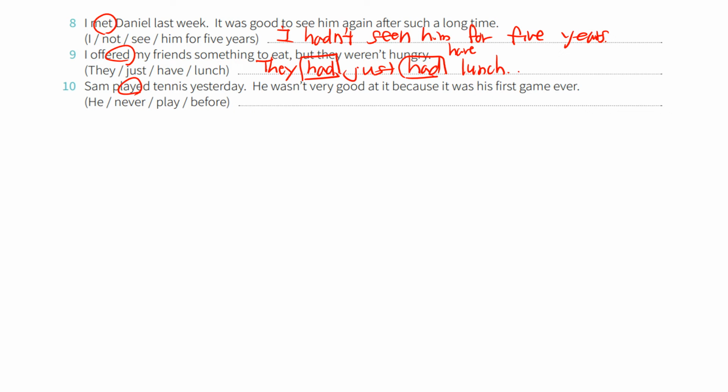Sam played tennis yesterday. He wasn't very good at it because it was his first game ever. So he had, or he'd, you can say he'd never played tennis before. He'd never played tennis before.